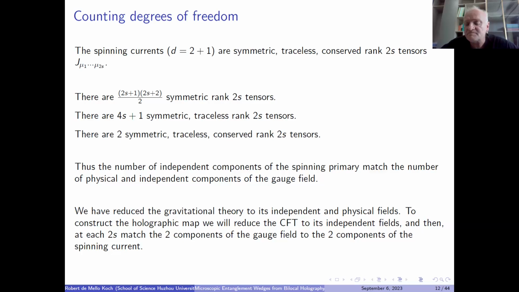And I want to just describe in detail how you perform that reduction, because it's solving the conservation equation that really is the meat of reducing to independent components.